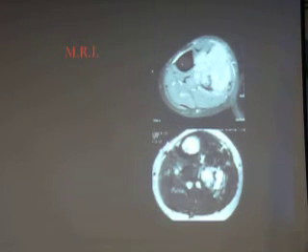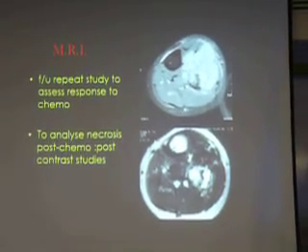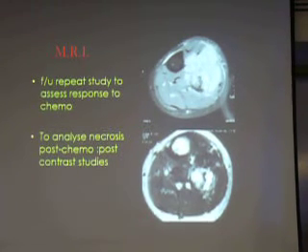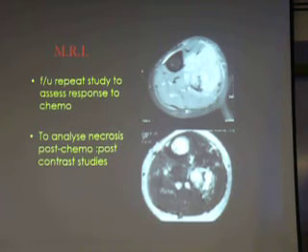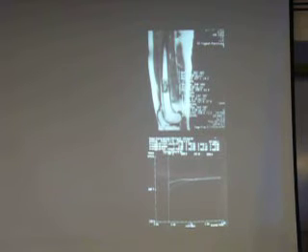Certain other advantages are that you know what the chemo response has been, how well the patient has responded to chemotherapy. In this Ewing sarcoma, the top slide is before chemotherapy and the slide beneath is after chemotherapy. You can see that it has responded extremely well to chemo, and it's much easier to operate on a tumor which is much smaller in size.